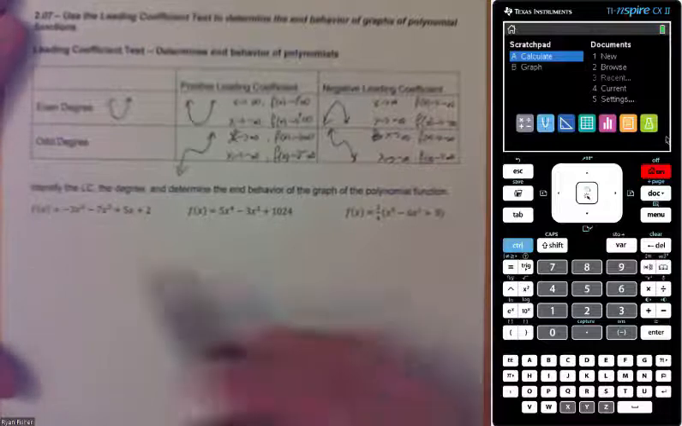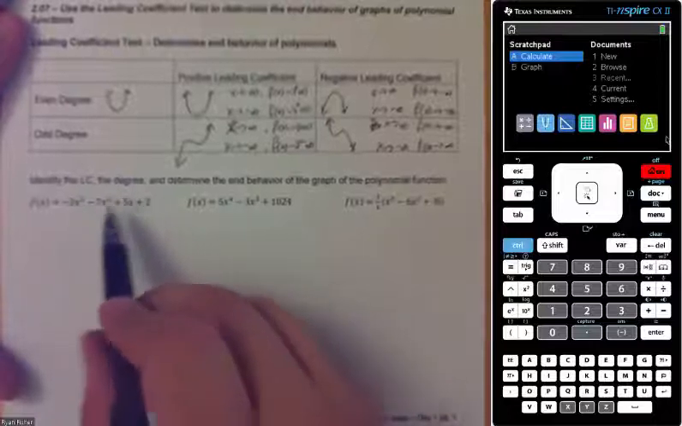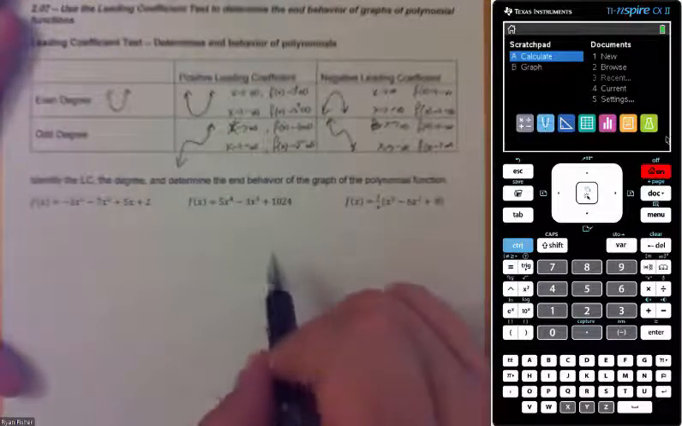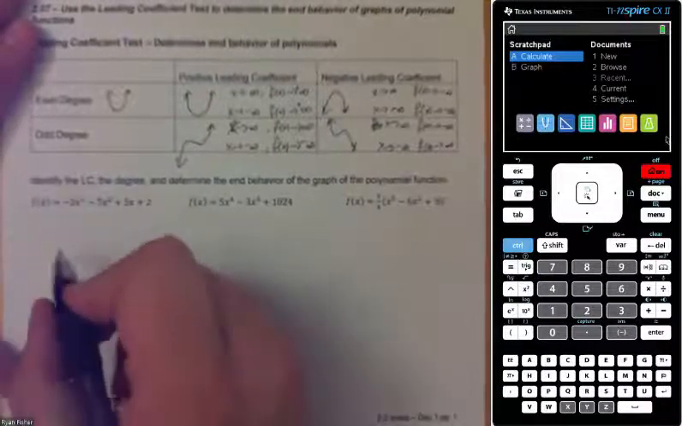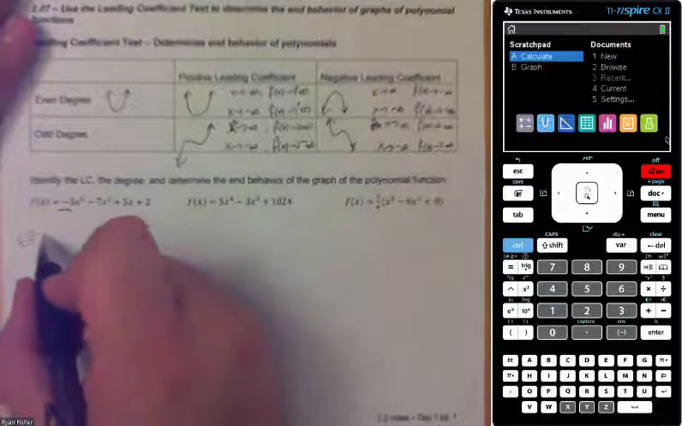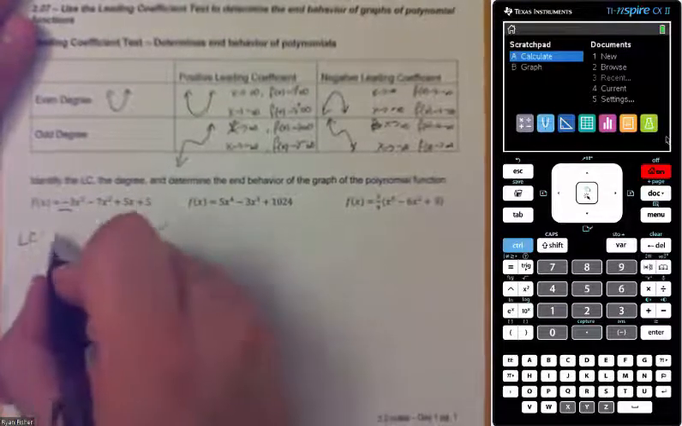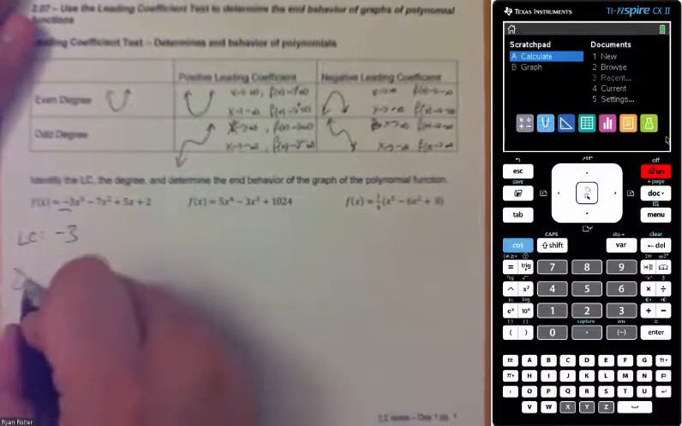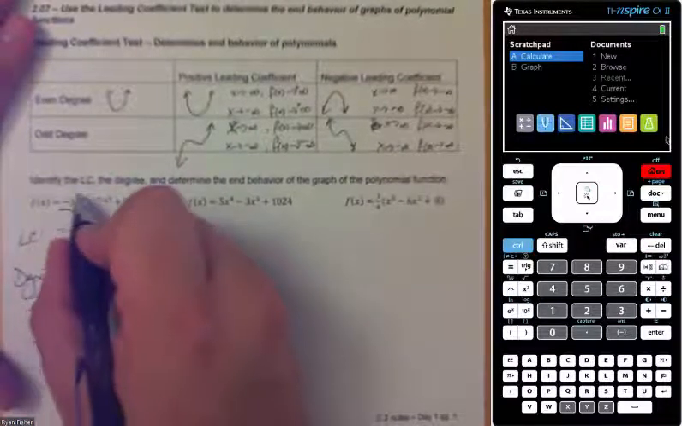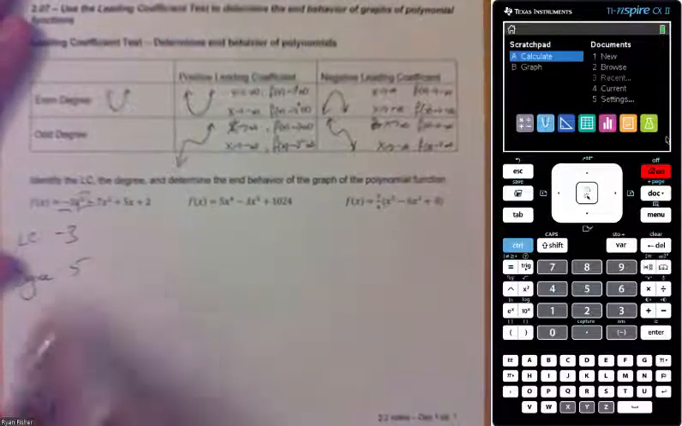So here's a few polynomials, and we'll deduce these things. What is the leading coefficient, the degree, and determine the end behavior. For this first polynomial, the leading coefficient, leaders are in front, it's the coefficient in front of the greatest degree term, and that's -3. The degree is 5. So it's an odd degree function with negative leading coefficient.